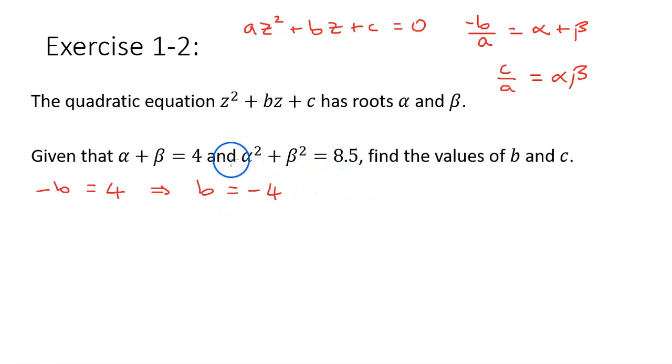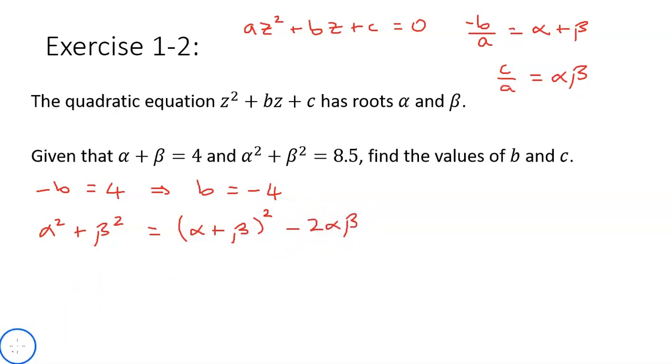Now, how do we go about getting c? In this section of further maths, they use a lot of little tricks like this. We can see that alpha squared plus beta squared is actually the same as (alpha plus beta) squared minus 2 times alpha beta.